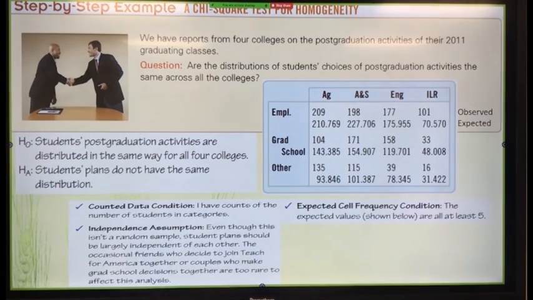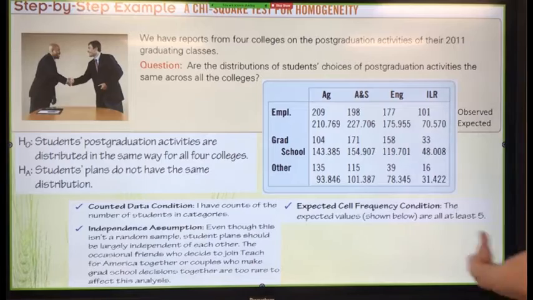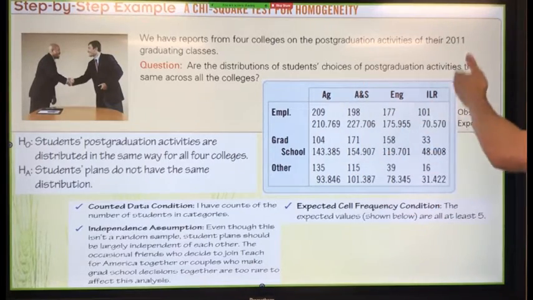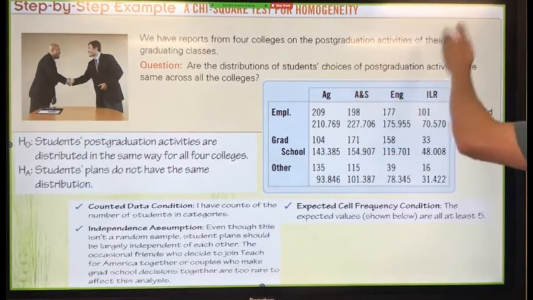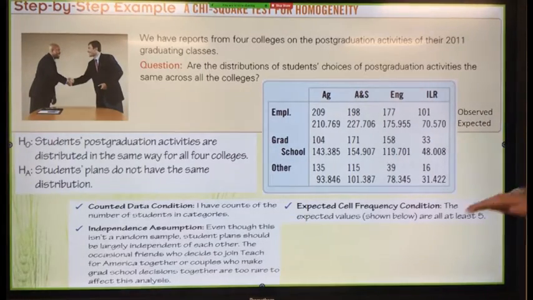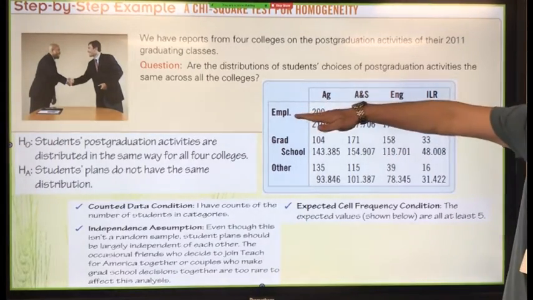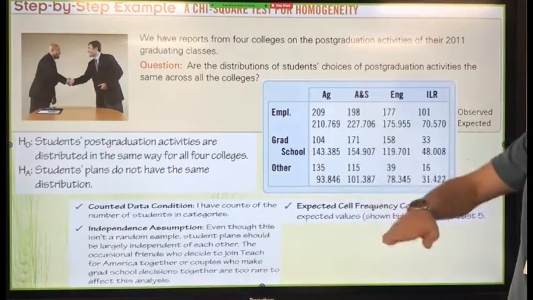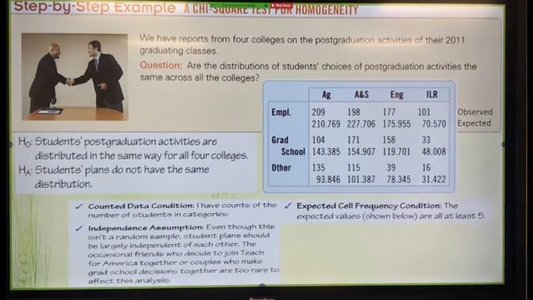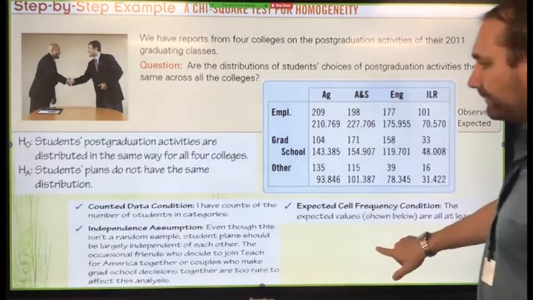So let's look at one example of doing our homogeneity test. We have reports from 4 colleges on the post-grad activities of their 2011 graduating classes. Are the distribution of students' choices of post-graduation activities the same across all colleges? So I have 4 different colleges here, agriculture, English, whatever these two are. And do those students after college pick employment, grad school, or something else? Please note how this is separated.